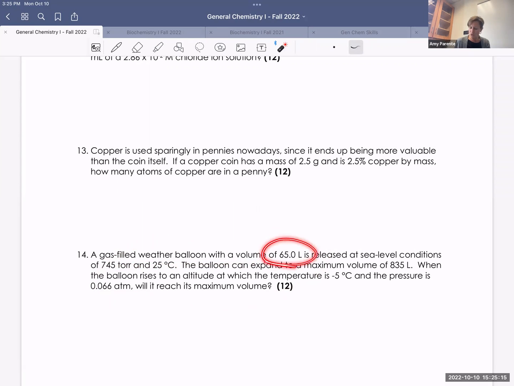I'm seeing 2 volumes there. Oh, now I see 2 temperatures and 2 pressures. Oh, wow, that's a lot of numbers there. That's going to be an indication that this is probably a changing variable problem. So I need to figure out what I'm solving for.